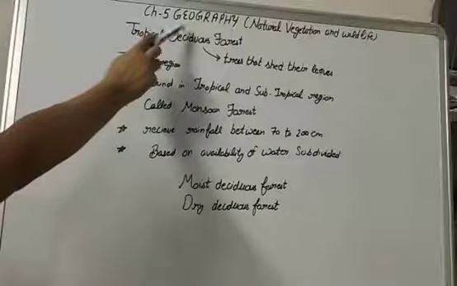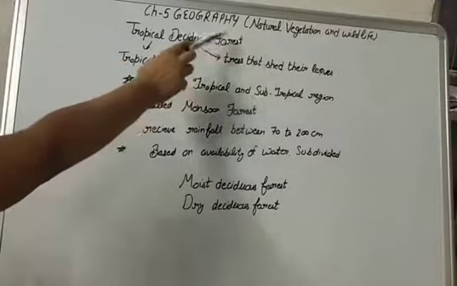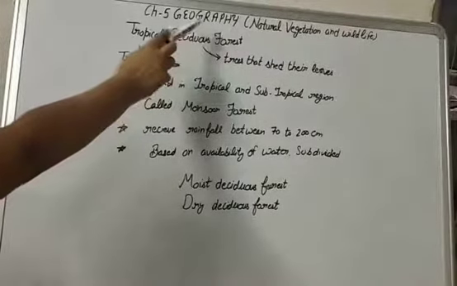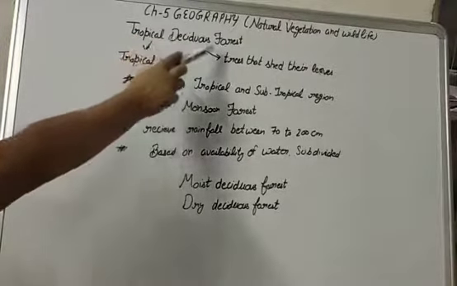Students, in the previous video of chapter 5 Geography, Natural Vegetation and Wildlife, we discussed the types of vegetation. The first type was the tropical evergreen forest. Now the second one is the tropical deciduous forest.